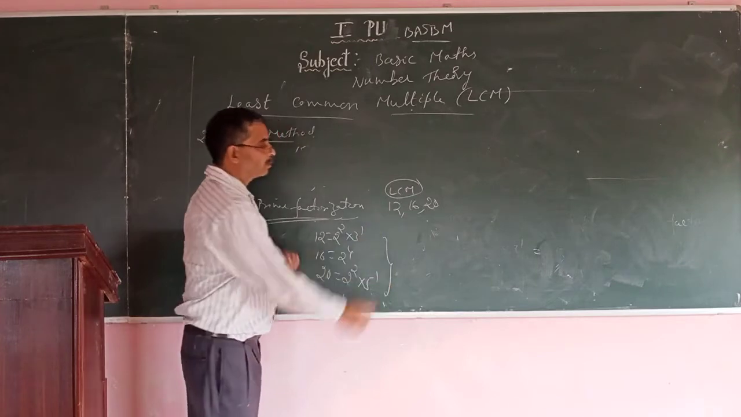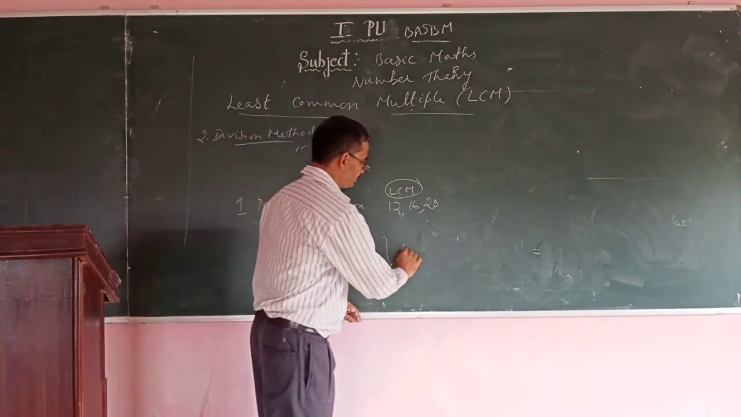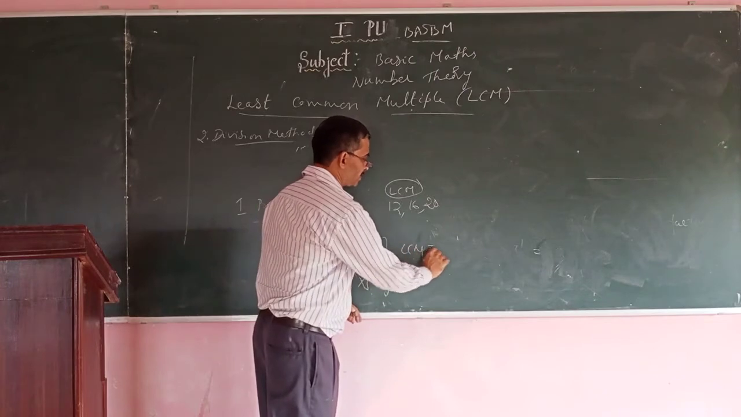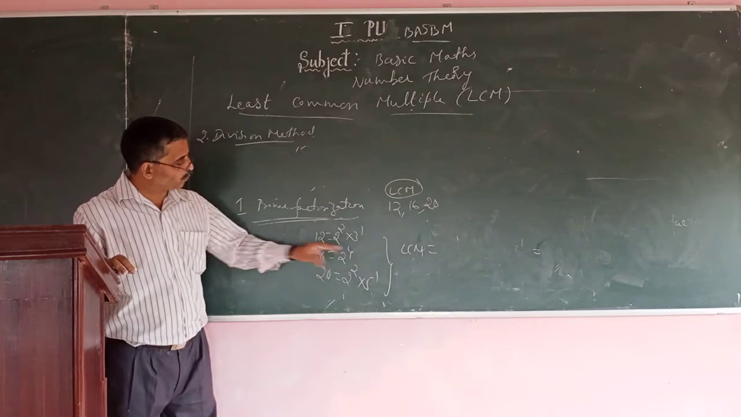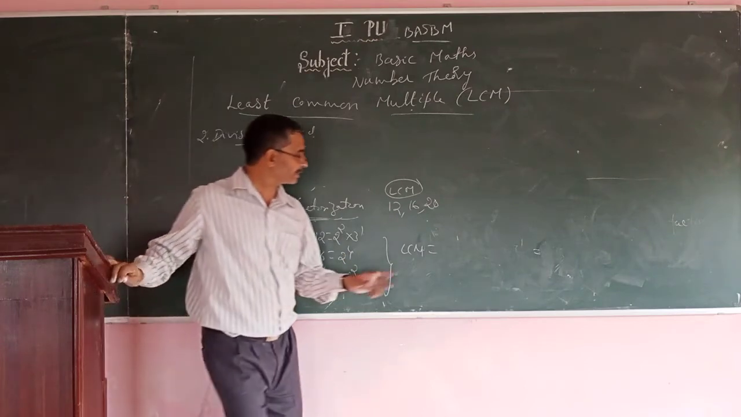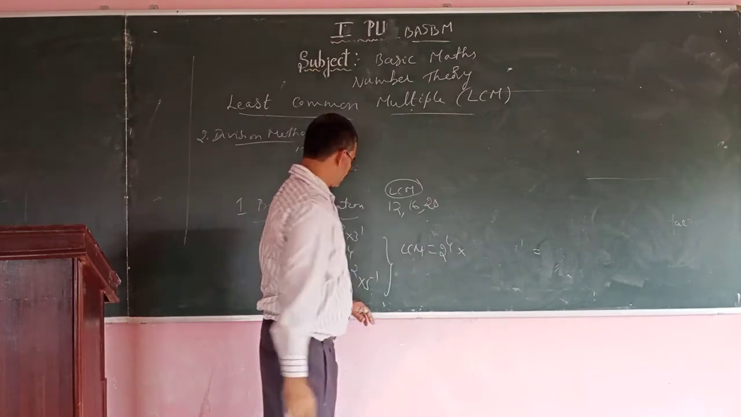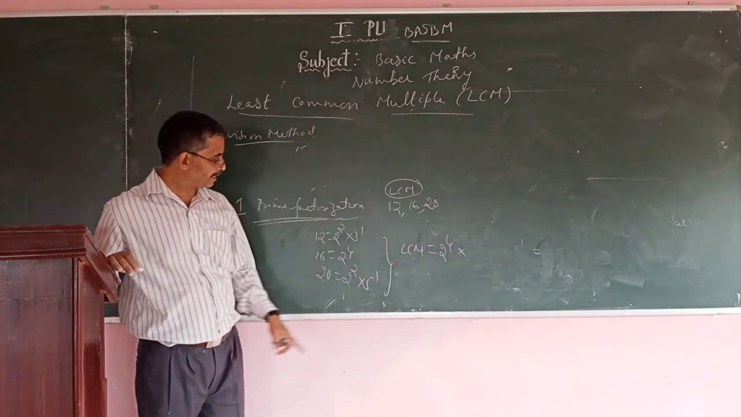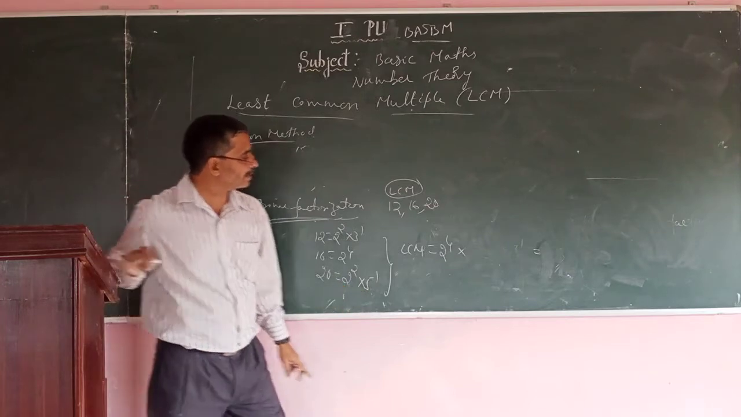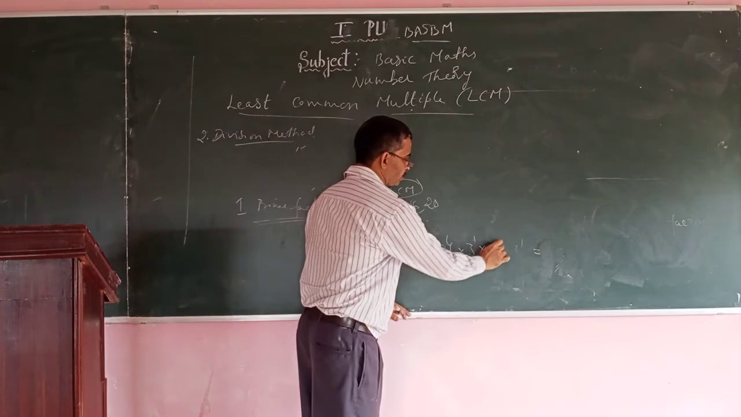Therefore, what is the LCM? LCM equals the product of highest powers. 2 square is there, 2 to the power 4 is there, so 2 to the power 4 you take as the highest power. As far as 3 is concerned, 3 to the power 1 is there. Similarly, 5 to the power 1 is there.